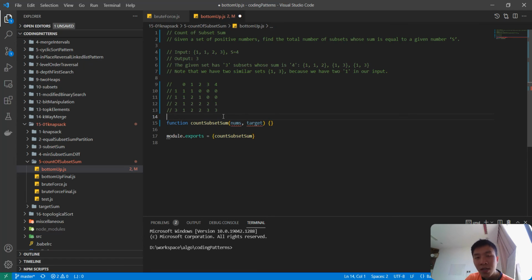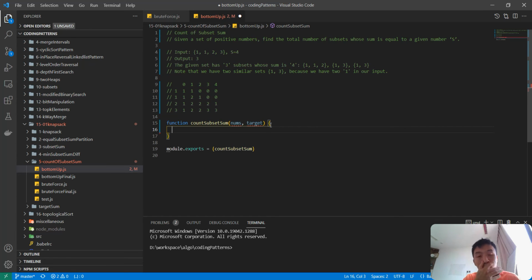So finally, we've finished filling up our table. So it means the total of subsets that sum up to 4 using all the numbers from our input, right? The answer would be 3. There are 3 subsets, right? So let's try to code it out.